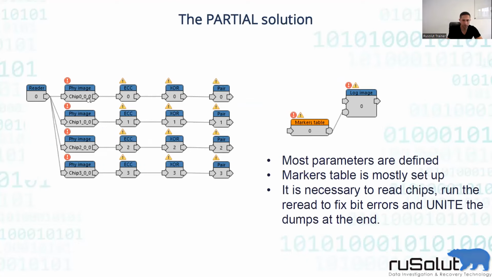So for most of the parameters will be defined, and the markers table will be mostly set up. You will need to read the memory chips and then unite these chains from all the chips, because we can't know in advance how we need to unite them, either by pages or by dumps or somehow else. If we get the same device with 4 memory chips, then of course we will unite them and you're going to get the full solution.